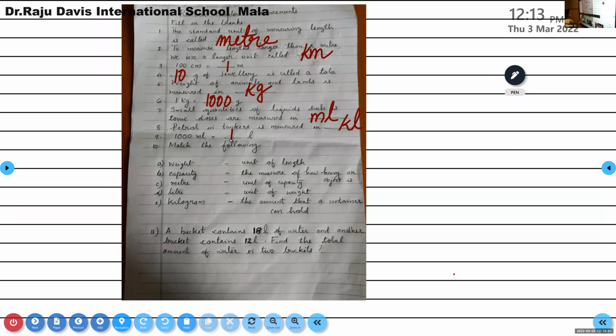Okay. Next one is match the following. So where can we match all this? Weight we can match with the second option: the measure of how heavy an object is. Weight means the measure of how heavy an object is. Next one, capacity. Where can we match capacity?